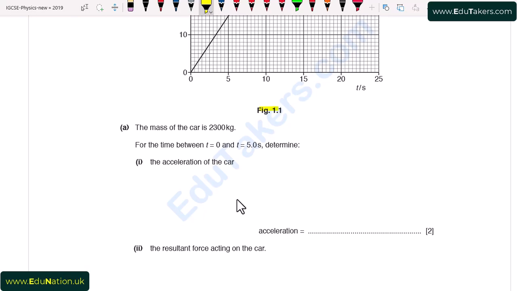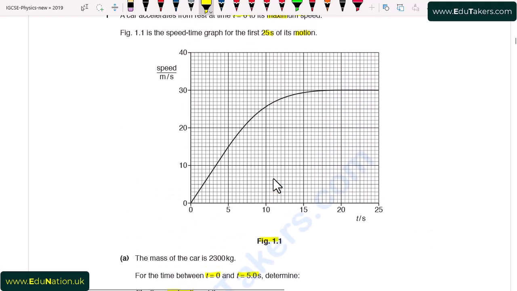For the time between t equal to 0 and t equal to 5.0 seconds, determine the acceleration of the car. So here we have to find out the acceleration of the car between t equal to 0 to 5 seconds. Going back to the graph, we can see that it's a speed-time graph and the curve is shown in this figure.